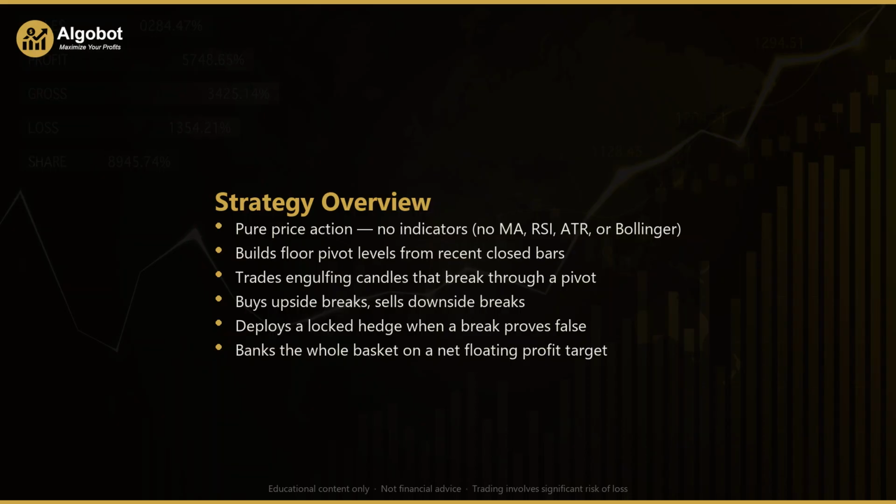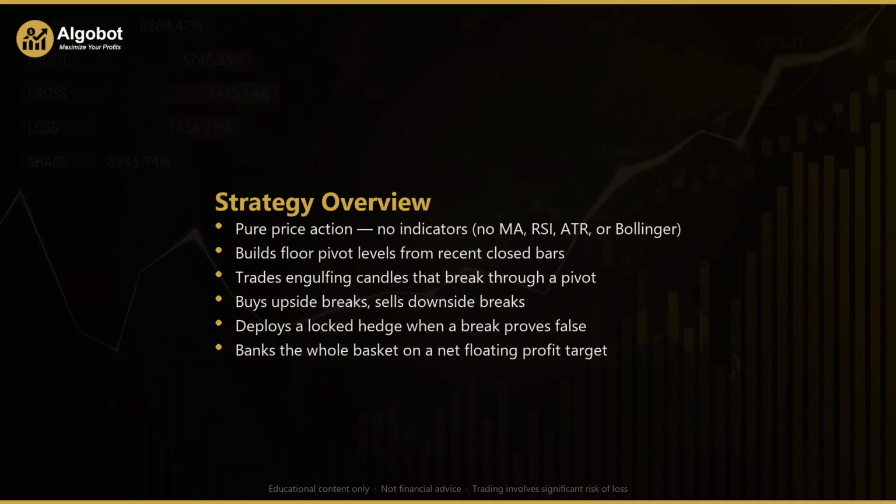Here's the thinking behind it. Floor pivots are reference levels that many intraday traders watch and defend. The expert advisor recomputes them on every closed bar. Over the last 24 closed bars, by default, it takes the highest high, the lowest low, and the most recent close, and from those it derives a central pivot point along with a support and a resistance level around it. The distance between the high and the low, the pivot range, is then used to size every buffer in the system, so the strategy scales to any symbol or time frame without hard-coded pip values.